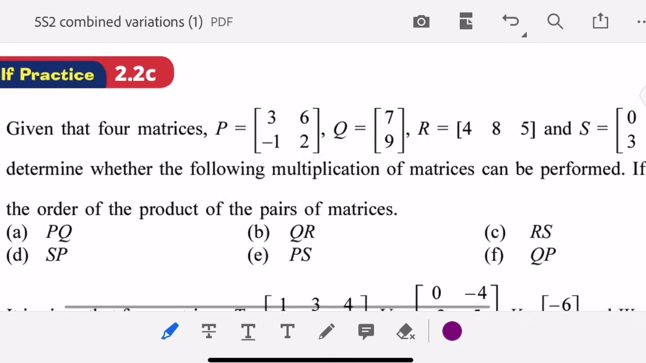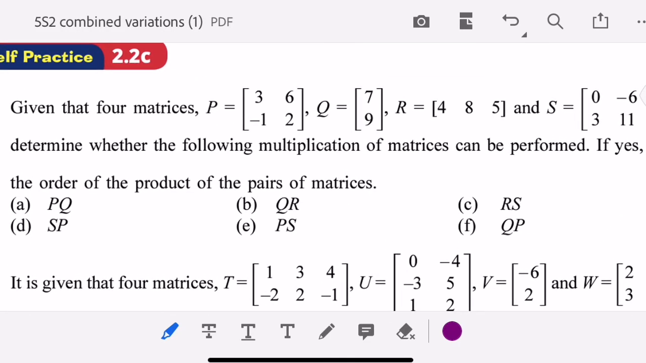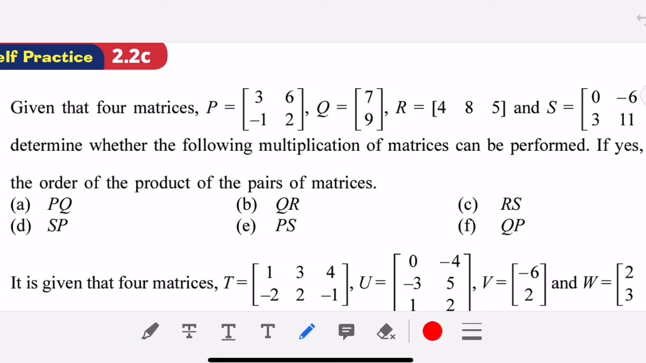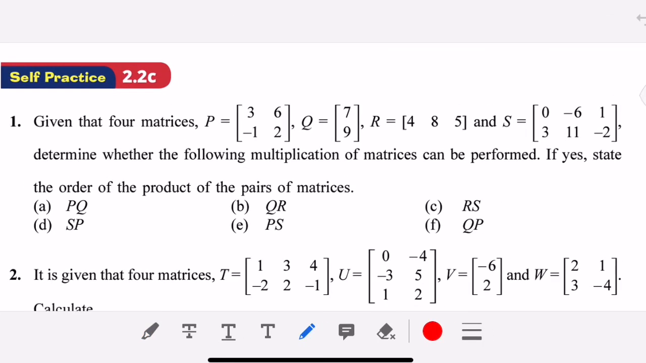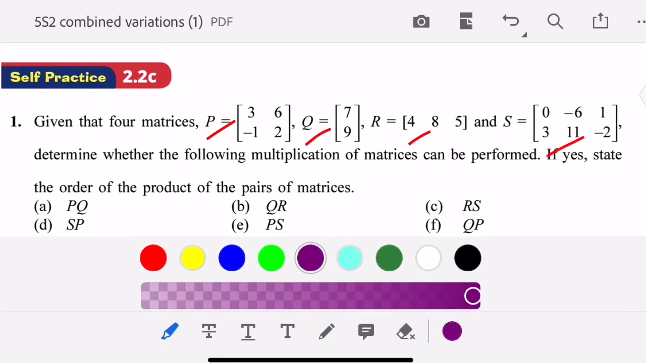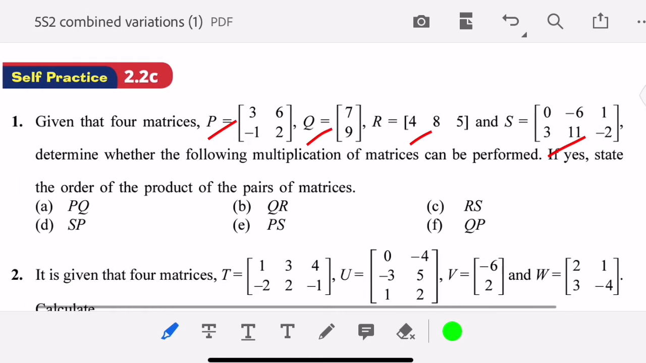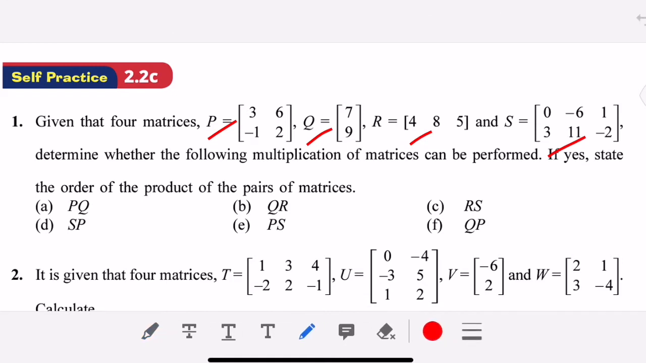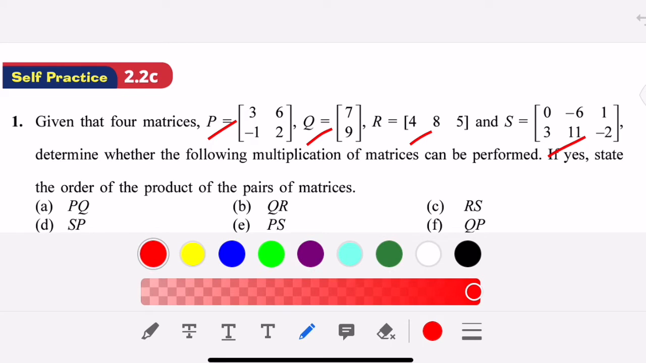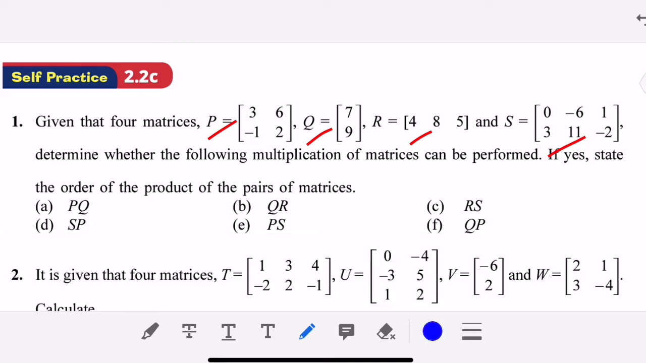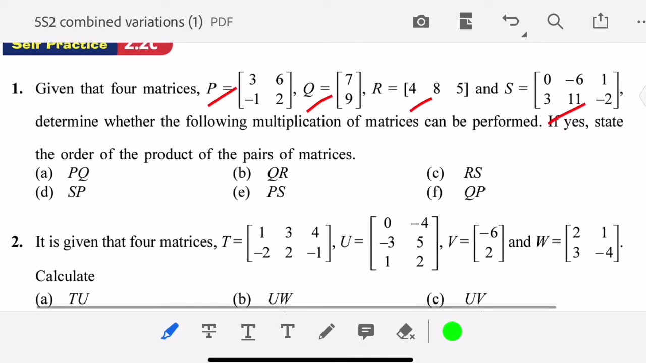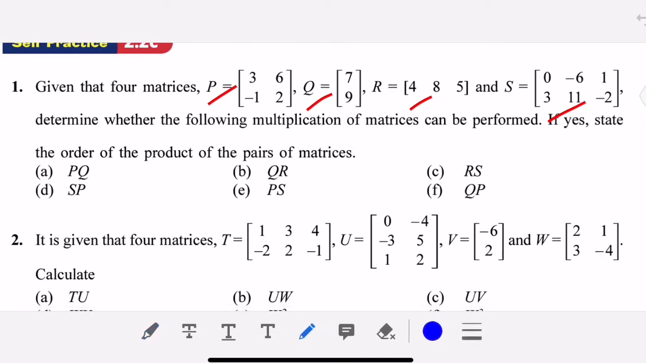So let's see this exercise, Self-practice 2.2c. You are given four matrices: P, Q, R, and S. Determine whether the following multiplication of the matrices can be performed or not. If it can be performed, then you have to state the order of the matrix for the product after multiplication. We are going to discuss one by one.